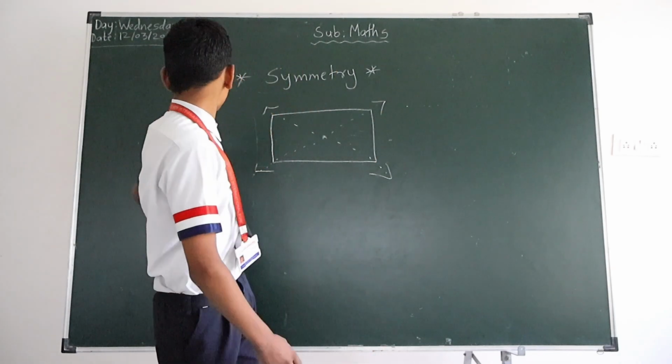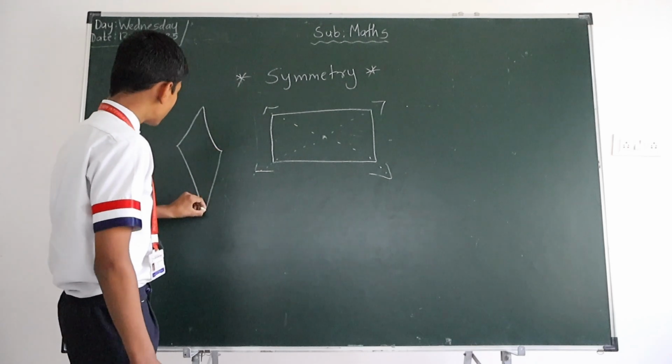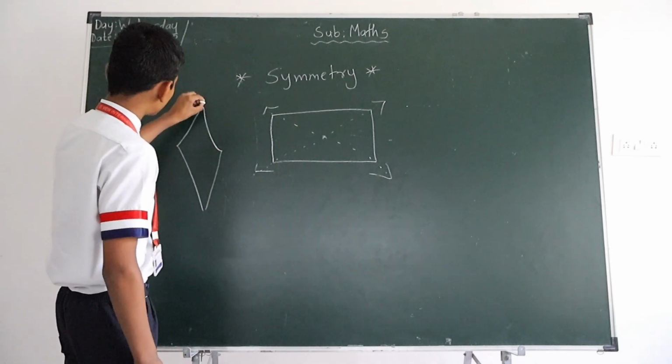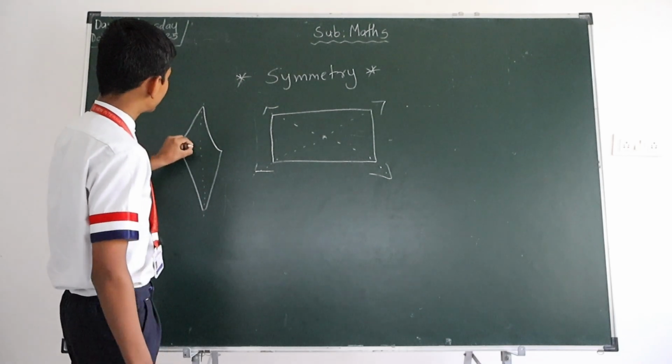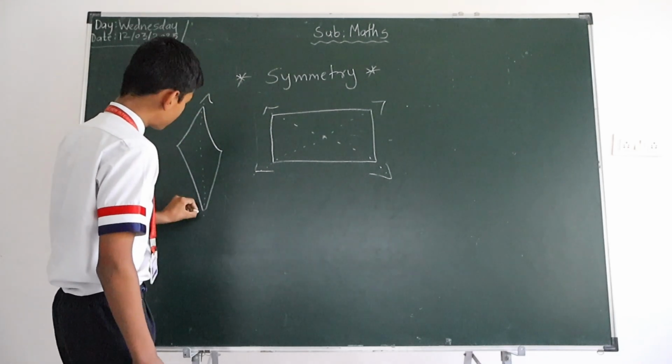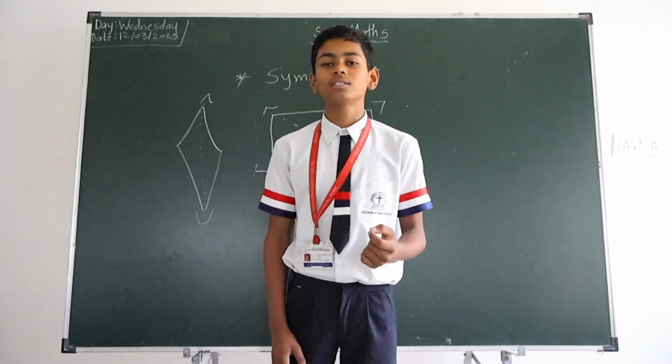And now my second topic is kite. A kite has one line of symmetry. It is a perpendicular bisector formed by intersection of equal sides. In Makar Sankranti, we fly a kite. Its name and shape is the same.